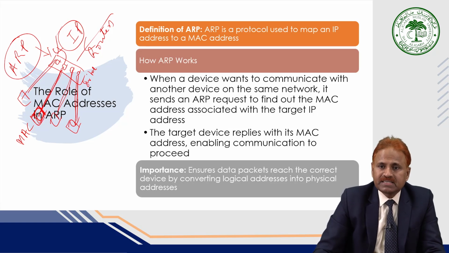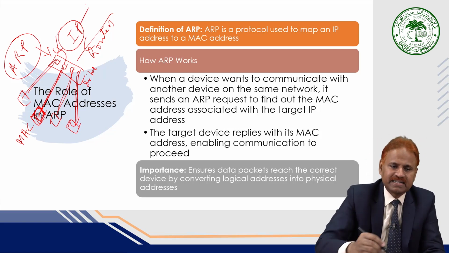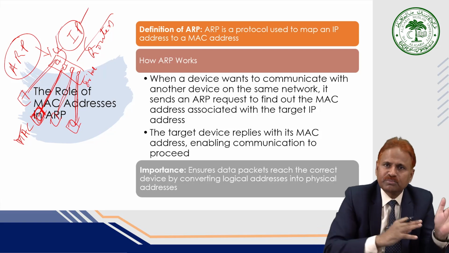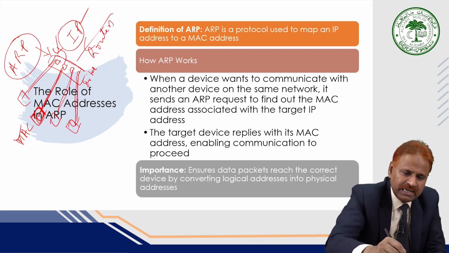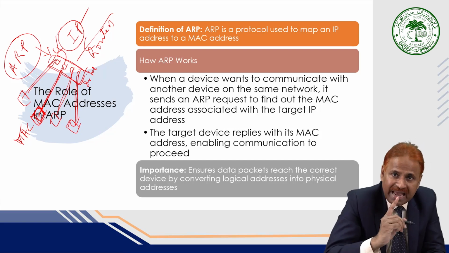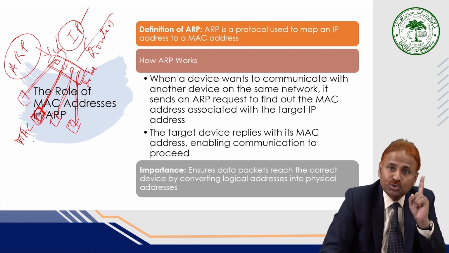And what is the importance? It ensures data packets reach the correct device by converting the logical address, that is the IP address, to the physical address, that is the MAC address. I have already told you in my previous discussion that at the local level and the switch level, the transmission takes place with the help of the MAC address. So to decide which computer it will go to, you should know the MAC address.